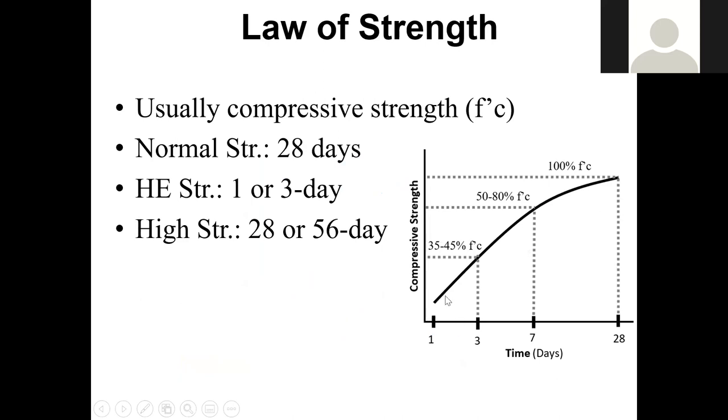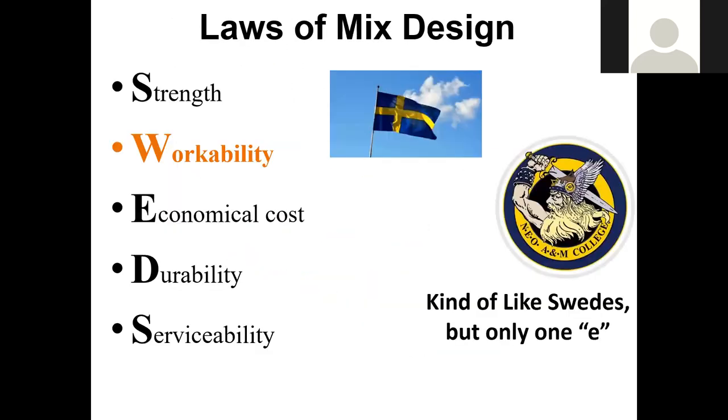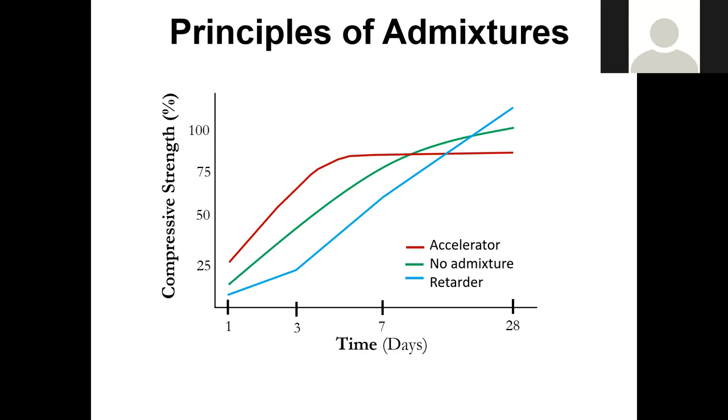If you want your rocket to shoot up at a high early strength, you're going to have to use certain principles to get your compressive strengths up higher, quicker. You're going to have to use things like accelerators or type 3 cement, lower your water cement ratio, maybe a water reducer. And you need to realize when you use accelerators or retarders, they're going to have an effect on your strength.